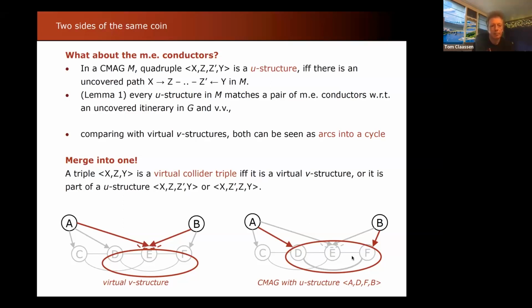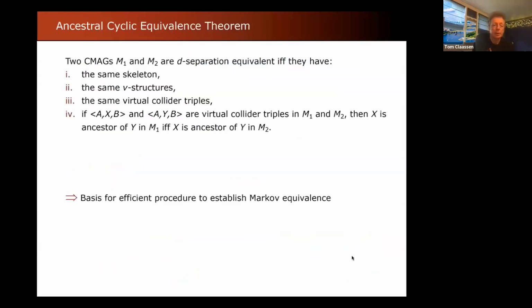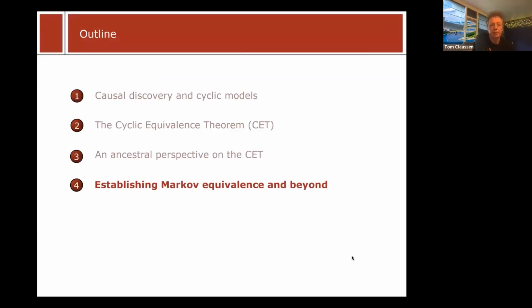Next slide, please. So now we get to the cyclic equivalence theorem, but now on CMAGs. You can recognize the greatly reduced complexity. We now have just 4 rules that are needed. The CMAGs have to have the same skeleton, the same V structures, the same virtual collider triples, and these last 2 rules in the original CET now take the form of: if you have 2 virtual collider triples and an edge between them, that's also invariant. This leads to an efficient procedure to establish Markov equivalence.